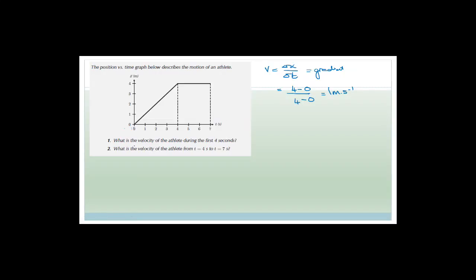Forwards. But now they're asking, what is the velocity of the athlete from t equals 4 to t equals 7 seconds? Do you agree at 4 seconds, the guy is 4 meters away from the start? At 5 seconds, he's also 4 meters away from the start. At 6 seconds, he is 4 meters away from the start. So do you agree that he remains 4 meters away? Therefore, the velocity is a big fat zero.